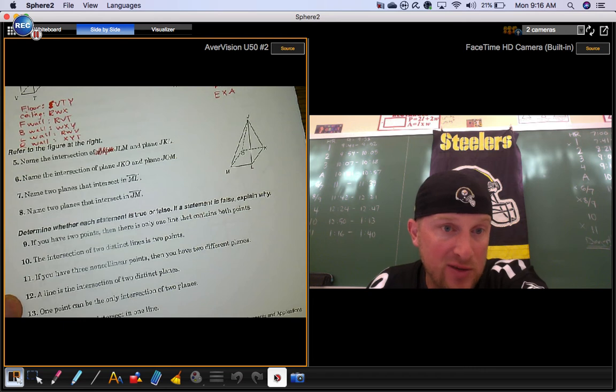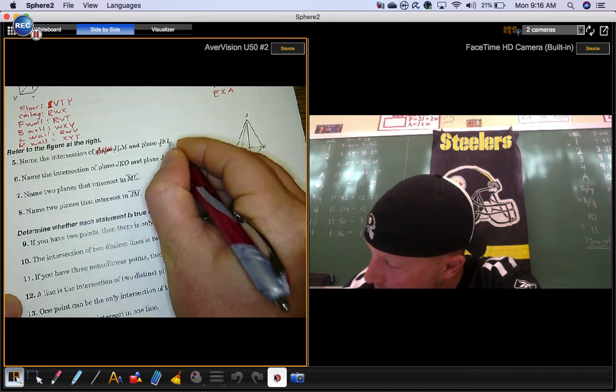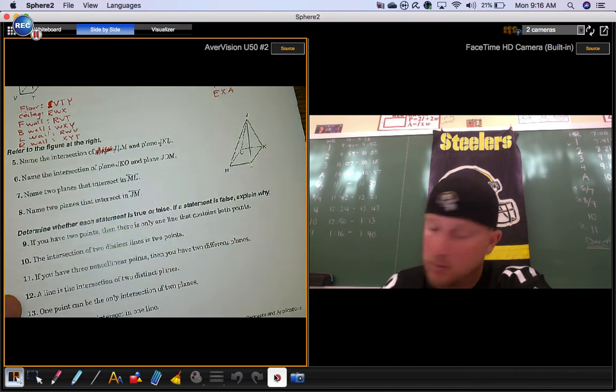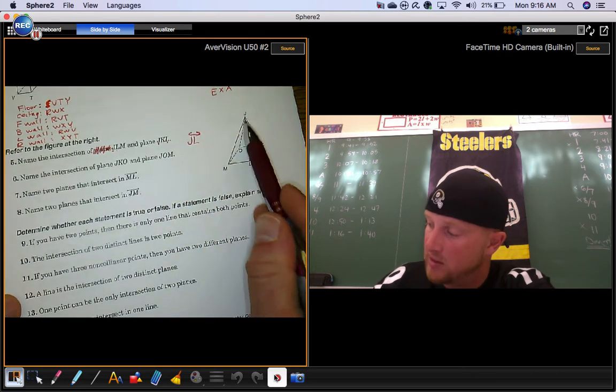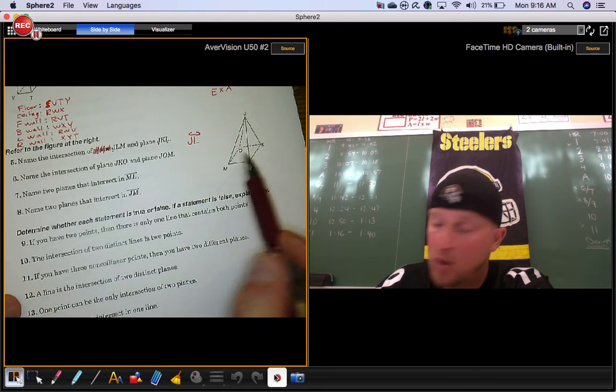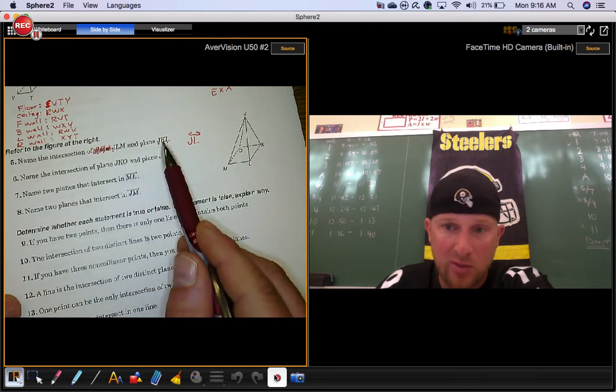So you know your answer is a line. You know your answer's got to have 2 letters. Which 2 letters are in common? That line of intersection is line JL. You can tell from the diagram, or if you didn't have a diagram, you would still know where they touch because there's 2 in common.